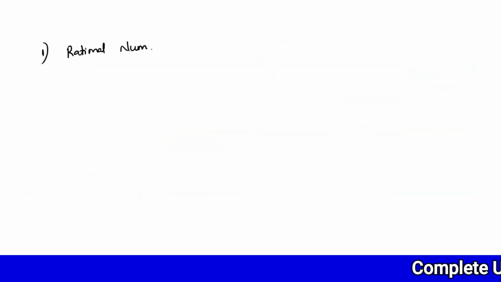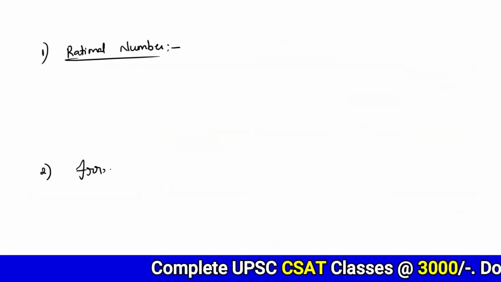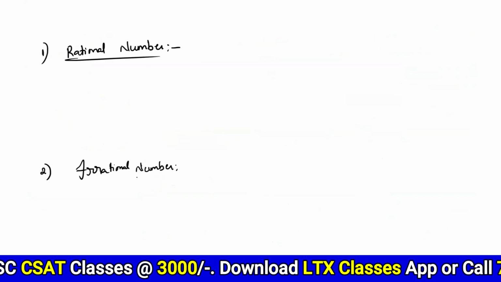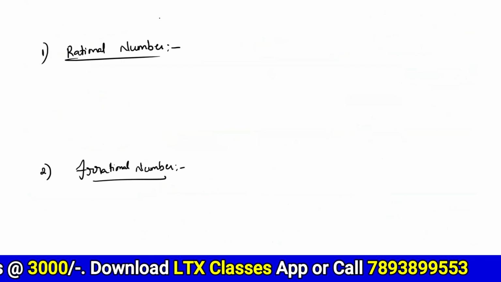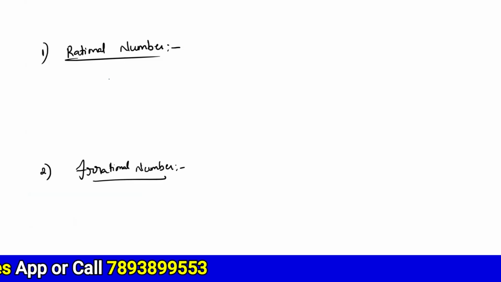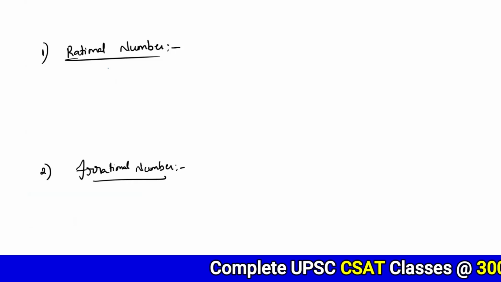The further classification will be rational number and irrational number. I think most of the students in the session know the definition for rational number and irrational number. Can anyone tell me which type of numbers are called rational numbers? A number in the form of P/Q, where Q is not equal to 0.